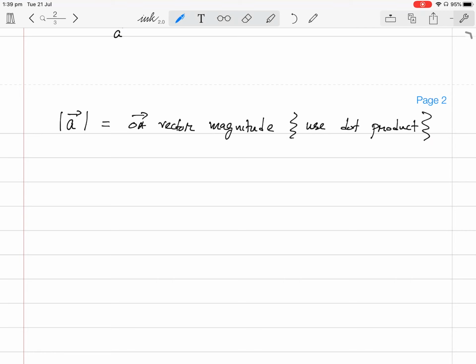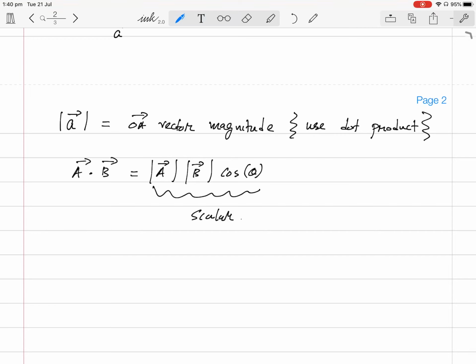What is the essence of dot product? Suppose A dot B. This would be A vector magnitude times B vector magnitude times cosine theta. If you look at the right hand side, this is a scalar. So the dot product of two vectors gives you a scalar. That is a very important relation.